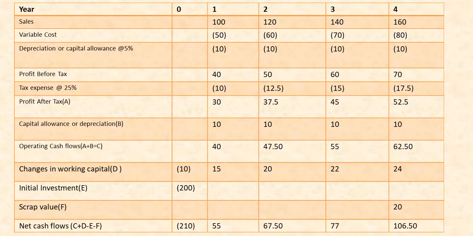And they are telling us that the depreciation is 5% of that $200,000. So it's a very simple calculation: $200,000 into 5% is $10,000. Accordingly, we have charged depreciation or capital allowance at 5%, which is $10,000, for all the years till year 4.